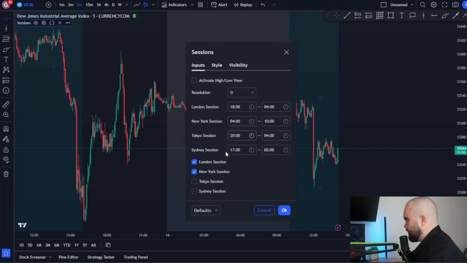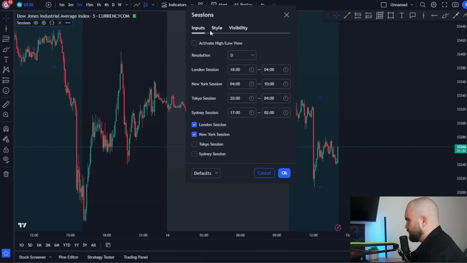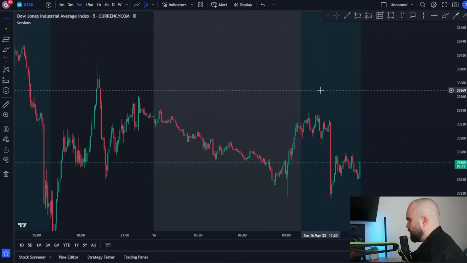Tokyo session does not matter. I only have London and New York. Now London is actually my Asian range, and that is set to these exact settings. So input these settings into your indicator and then go to style, and change the color to gray for the Asian session. Well, personally, that's what I have. You can change it to whatever you want, and I have blue for the London session open. Then you untick Tokyo session, and Sydney session is unticked. So then we have this setup right here.